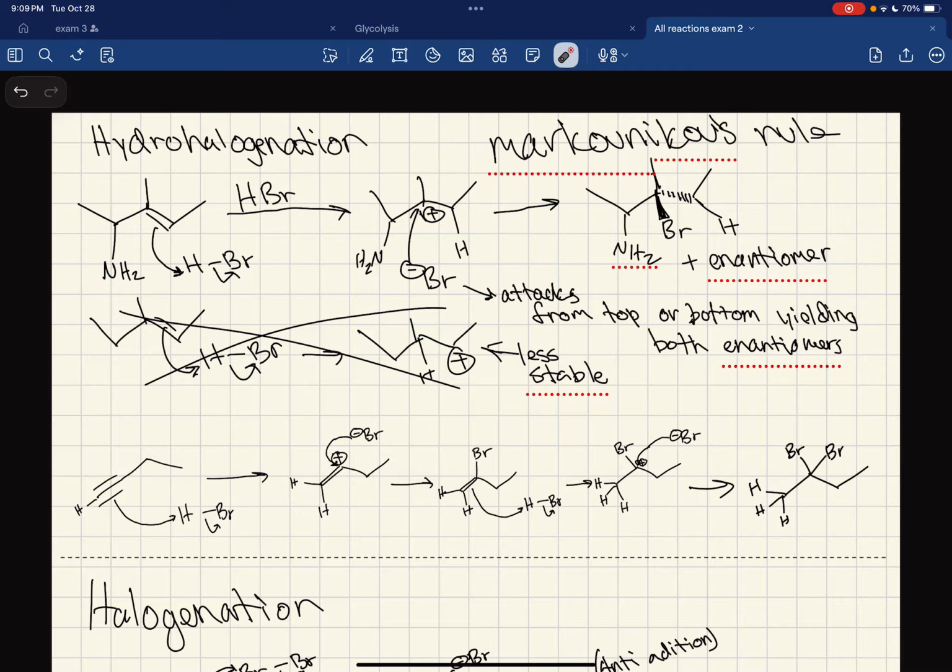Is that spelled right? Yeah, I assume it is. Where the Br will go to the more substituted carbon. And because there is a carbocation intermediate, this bromine could attack from the top or the bottom, and it will lead to an enantiomeric mix of products.